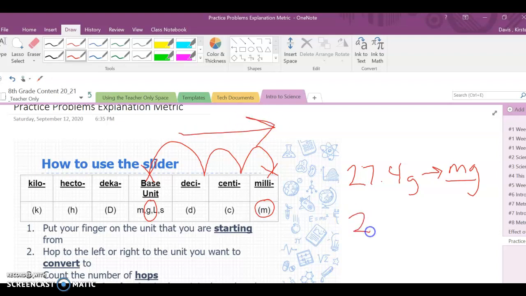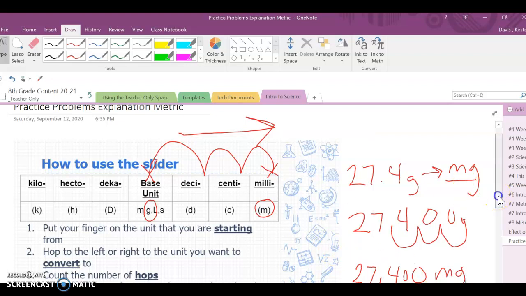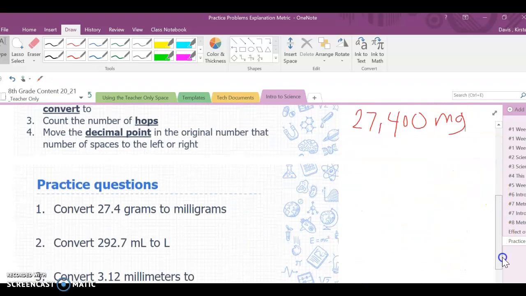So I'll take my original number of 27.4 grams, and I'll move my decimal place 1, 2, 3, put my new decimal here, and fill in the spaces with zeros. This means that our new number is 27,400 milligrams. So that would be your answer for number 1.